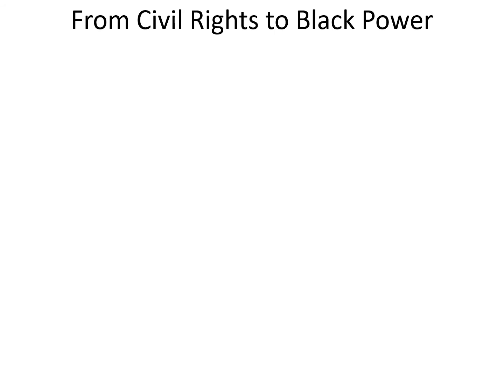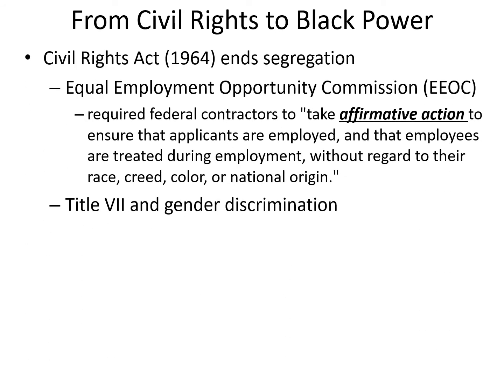All right, so the big law we need to be aware of, the culmination, really kind of what a lot of these fights are for, is the Civil Rights Act of 1964. Creates the Equal Employment Opportunity Commission. You can see there requires federal contracts to take affirmative action to ensure applicants are employed, their employees are treated during employment without regard to color, creed, or national origin. So those are the four categories that are originally added in the Civil Rights Act.